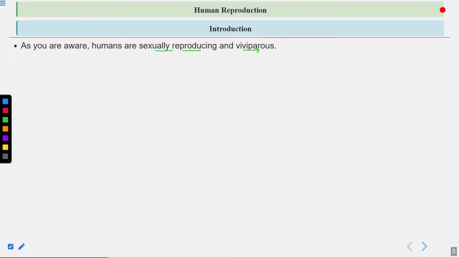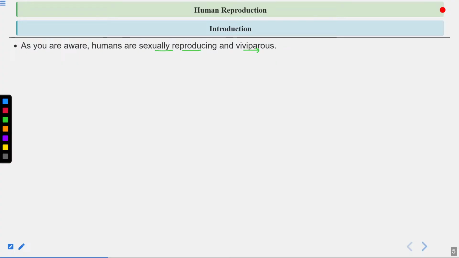In asexual reproduction, what happens? One parent is involved, means a uniparental condition is there, and the progeny or the offspring which are produced are genetically identical to themselves and they are genetically identical to their parents also. Means clones are produced by asexual reproduction. These clones are genetically identical to the parents.